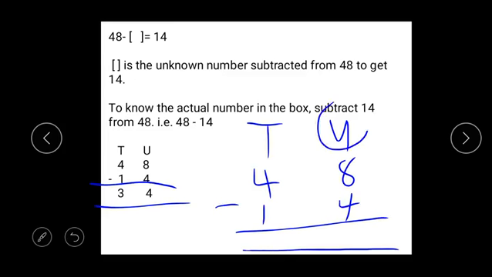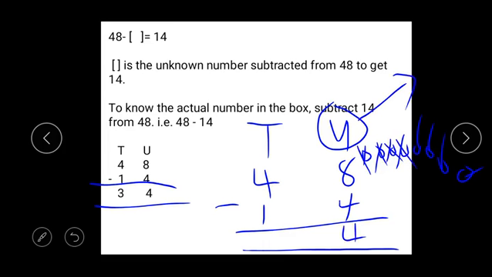Let's solve the unit part first. This says we should count 8 and remove 4. 1, 2, 3, 4, 5, 6, 7, 8. Remove 4. 1, 2, 3, 4. Let's count the remaining. 1, 2, 3, 4. We have 4. Now, when you are done with the unit parts, you have to solve the tens parts. This says we should count 4 and remove 1. 1, 2, 3, 4. Remove 1. Let's count the remaining. 1, 2, 3. Then we have 3. That means we have 34.